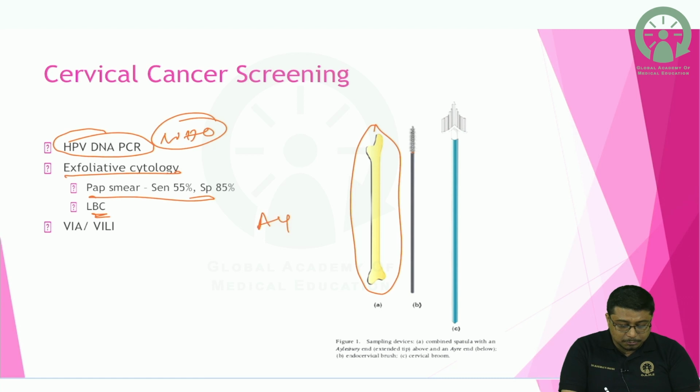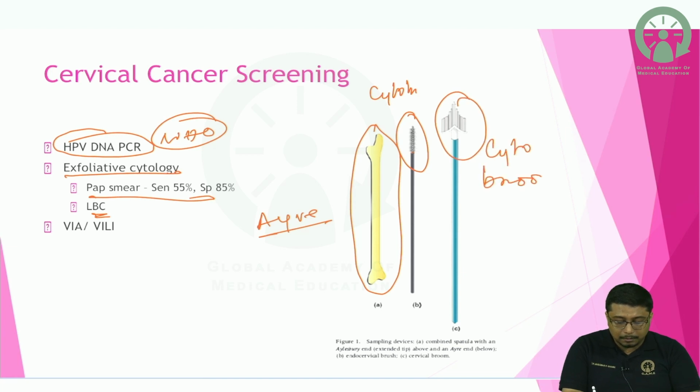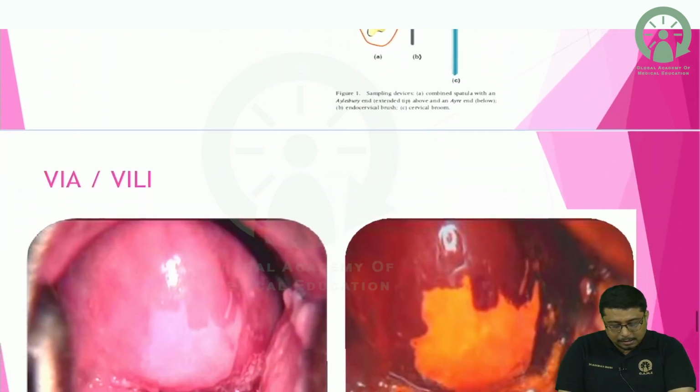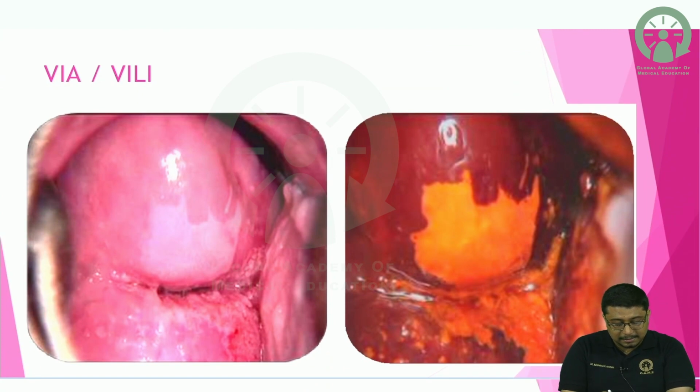This is the Ayre spatula, this is the Ayre spatula, this is the cytobrush, and this is the cytobroom. Cytobroom is used for liquid based cytology. These outer brushes are for the ectocervix, inner brushes are for the endocervix, whereas with the Ayre spatula, the spatula is for the ectocervix and this brush is for the endocervix. Also, visual inspection with acetic acid or Lugol's iodine, VIA and VILI, are still done. Like you can see here, this area has become whitened. This is called the aceto white test, aceto white.